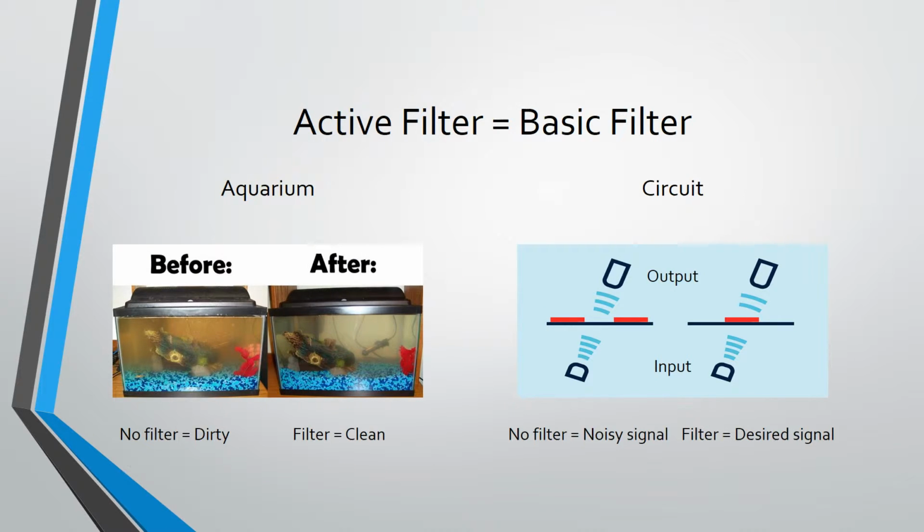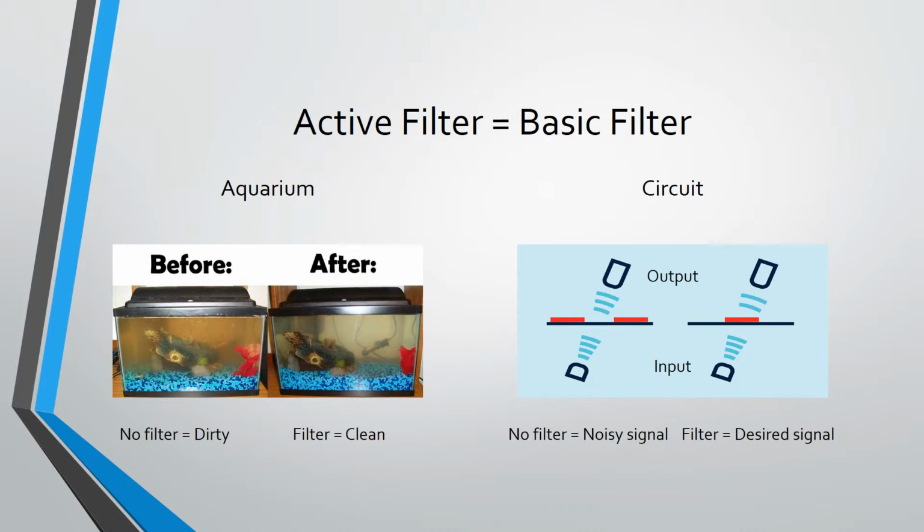An active filter is still very similar to the basic filter you are familiar with. Just like a filter for, say, a fish tank, an active filter in circuits cuts out unwanted gunk. In order for a fish tank's water to stay fresh and clear, the water must be run through a filter that catches all the debris produced by the fish and its system. An active filter works in a very similar way.